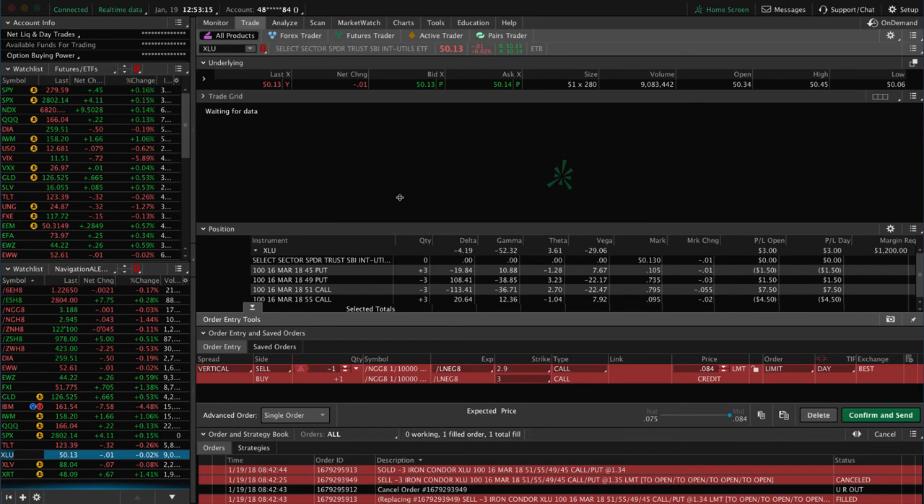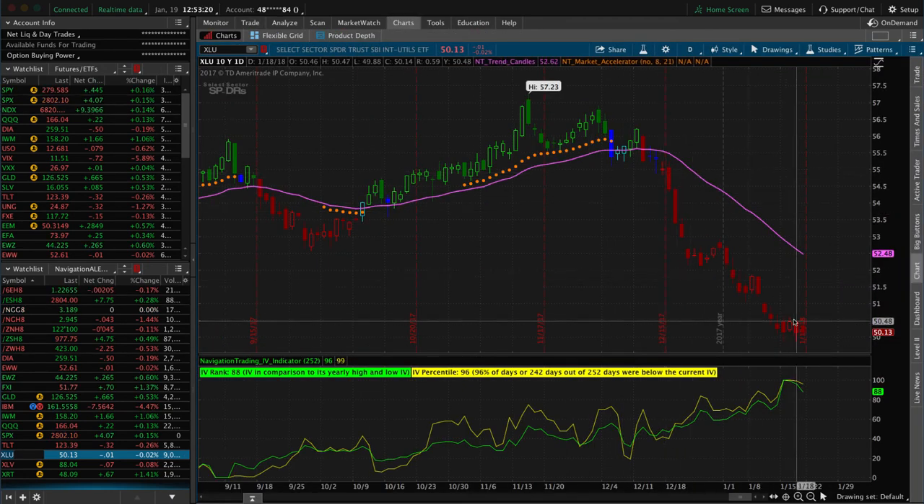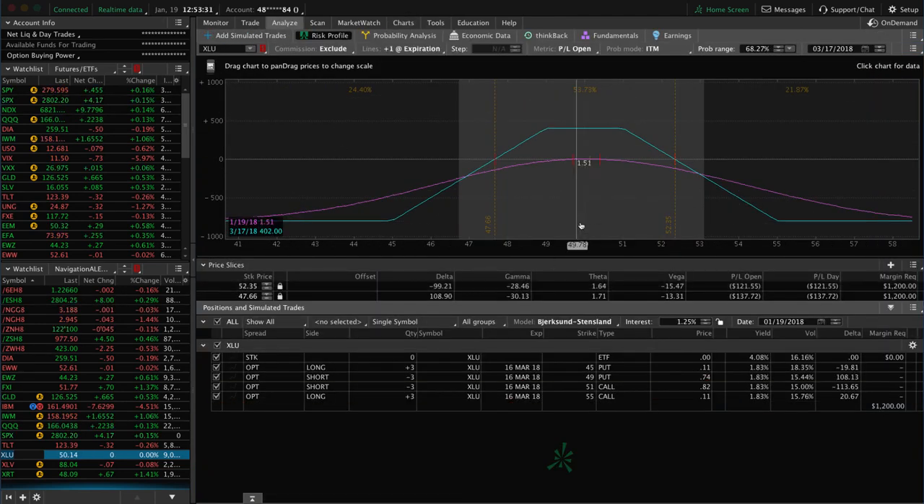So if we take a look here, XLU, the utilities, have just been on a real slide, and implied volatility has really spiked. Up near 100. I think it was at 97 when we got into this trade. So with this one, it's only a $50 symbol.